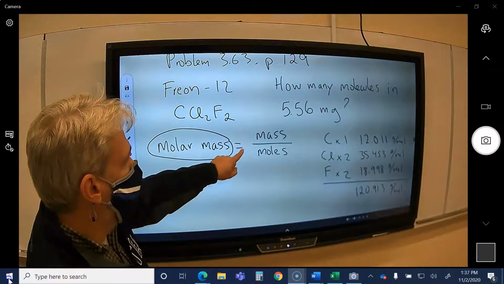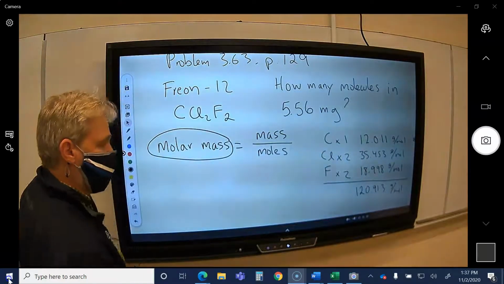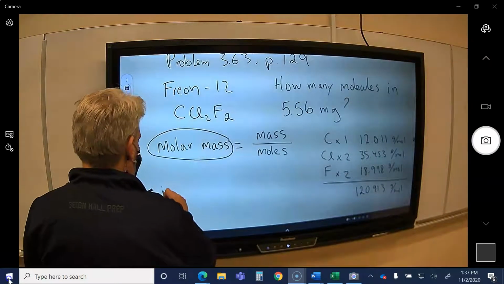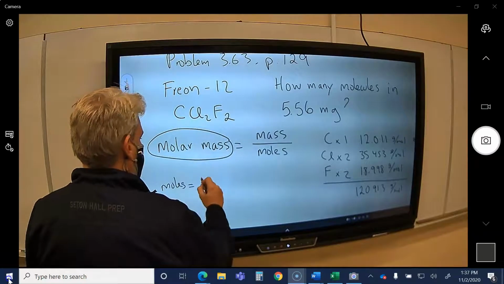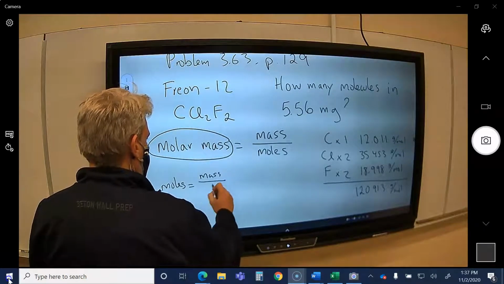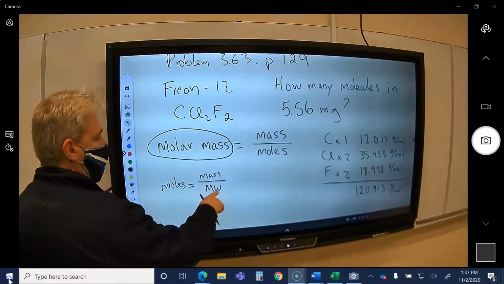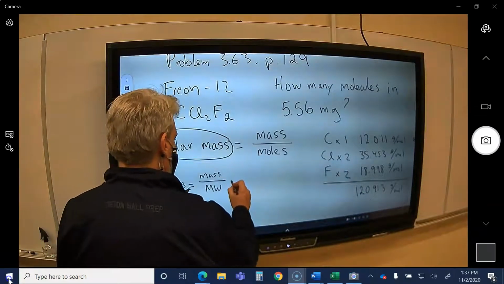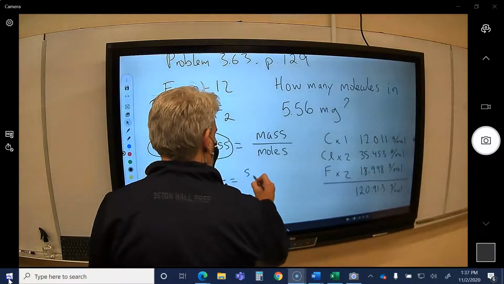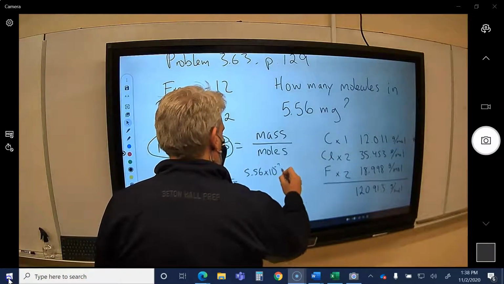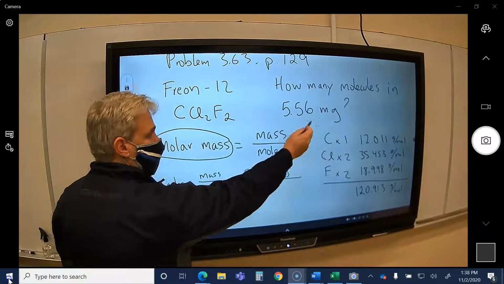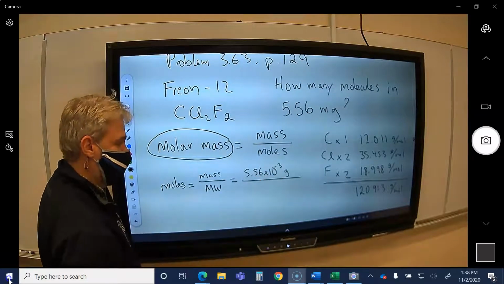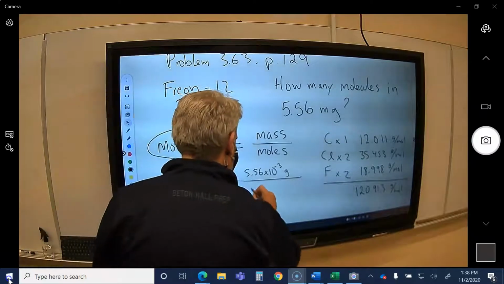Now we can take our mass of Freon 12 and convert it into the number of moles of Freon 12 by simply rearranging this formula. We need to solve for moles, so we bring moles up here. Moles is going to be equal to mass divided by molecular weight. I sometimes use the two-letter abbreviation MW for molar mass, and it goes on the bottom. Our mass here is going to be 5.56 times 10 to the minus 3 grams. Notice that I accounted for the fact that it was milligrams just by changing the exponent on my power of 10 in scientific notation.